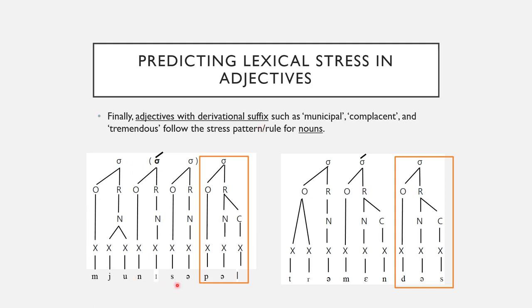In the word municipal, both the syllables in the penultimate and antepenultimate position are light syllables, so we assign the lexical stress by the trochaic foot. In the word tremendous, the syllable in the penultimate position, this one, is a heavy syllable, therefore the stress is assigned in the penultimate position.